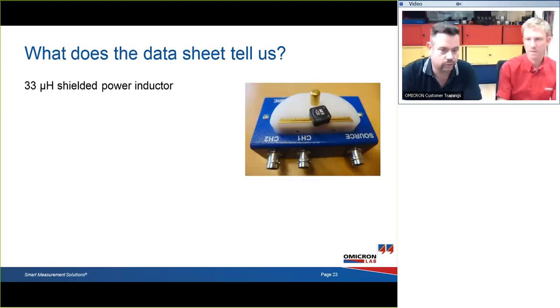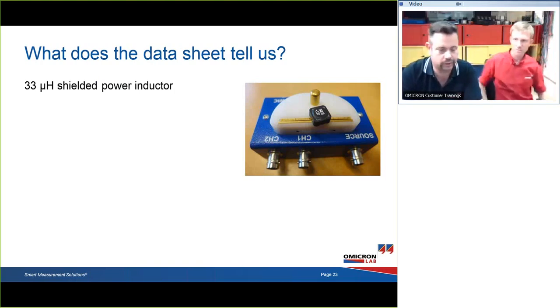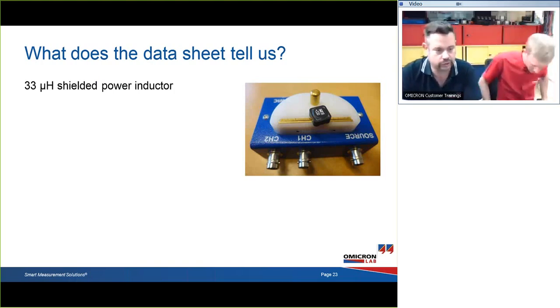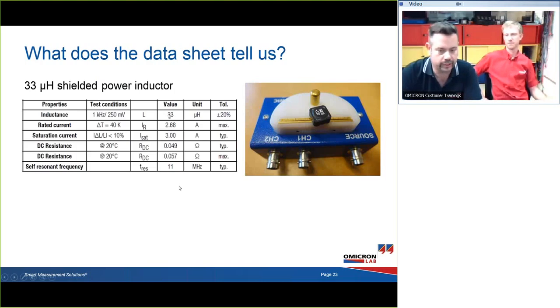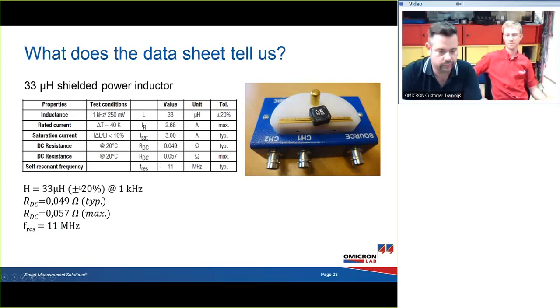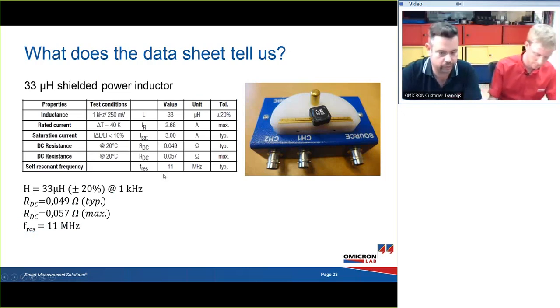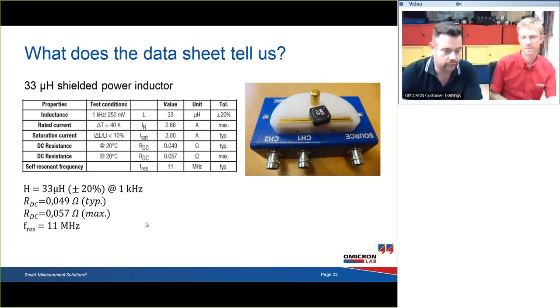So what does the data sheet tell us on an inductor? We have picked a high quality inductor, which is a 33 microhenry shielded power inductor. If we have a look at the data sheet, we can see the value and the tolerance. So I've written it out a little bit bigger. We also see the DC resistance, and we see the resonance frequency, which is a typical resonance frequency, but we do not get any input on the AC resistance or impedance.